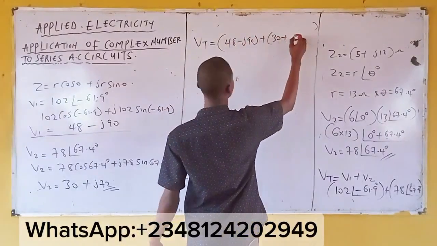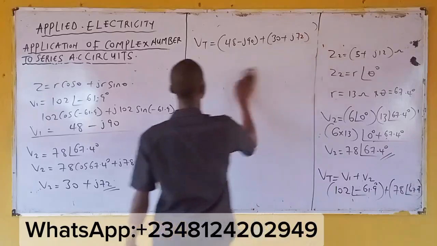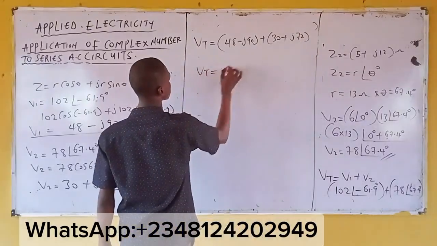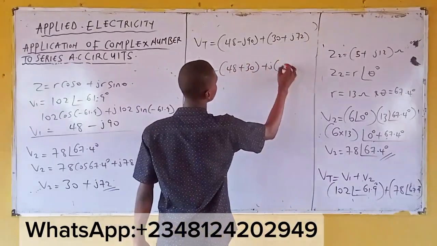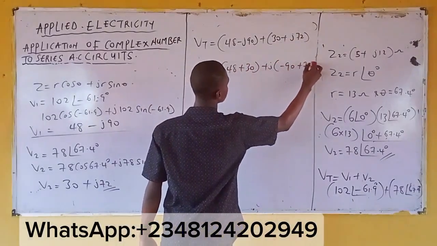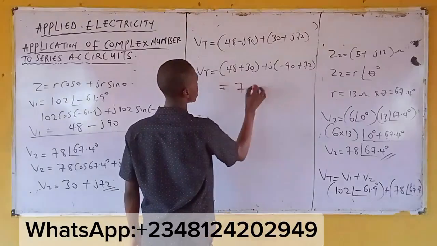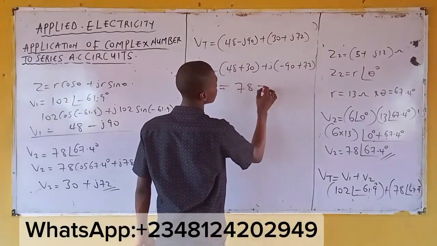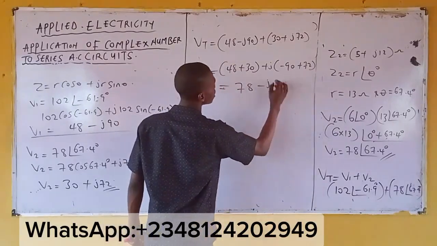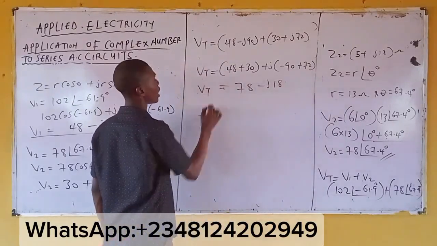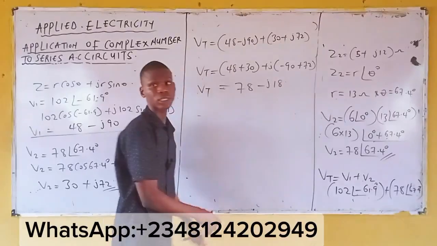30 plus j72, comparing real part and imaginary part. That becomes 48 plus 30 plus j all into bracket negative 90 plus 72. This will give you 78 minus j18. This is your voltage supply, right? In Cartesian form.